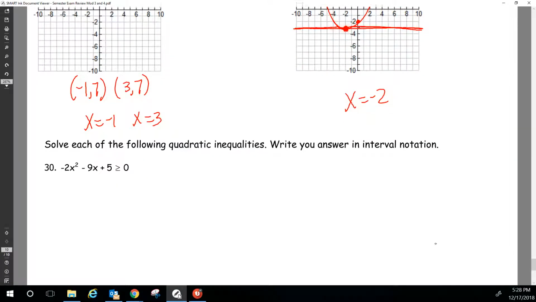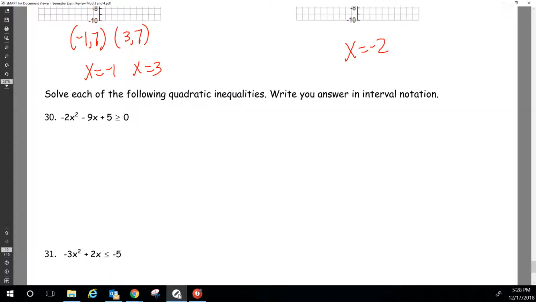All right, number 30, solve each of the following quadratic inequalities. Write your answer in interval notation. So if I'm going to solve this, I first want to figure out where it is equal to 0. So I'm going to first set it equal to 0 and find what are called my critical values. So where are the points where my equation is equal to 0? And then from there I can figure out which sides are going to be greater than 0.